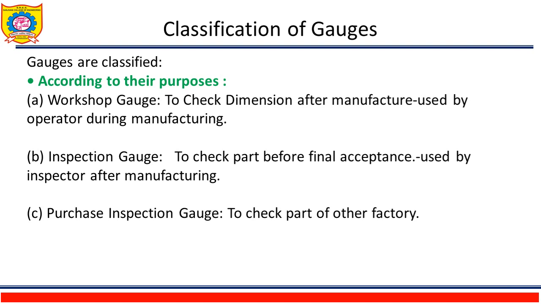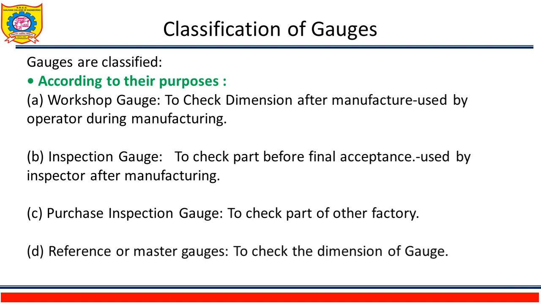Purchase inspection gauges, these are used to check the part of another factory. Generally the other factory, or small scale industry or medium scale industry, acts as a vendor company to another company. So when your vendor company is supplying the material or manufactured components, those need to be checked before acceptance by the master company. Reference or master gauges, these are used to check the dimension of the gauges.